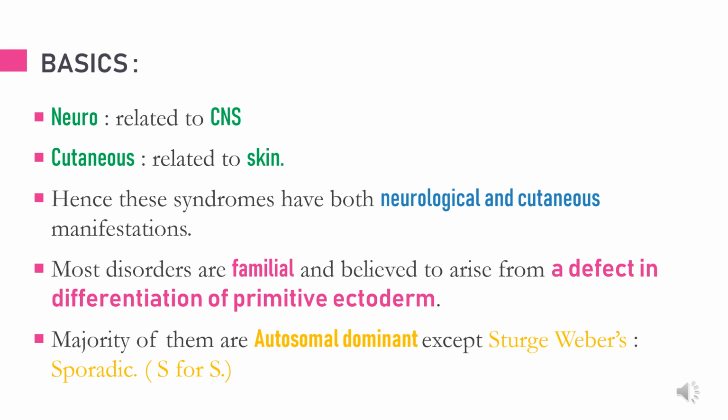So these disorders are because of defective differentiation, and the majority of them are transmitted in an autosomal dominant fashion except Sturge-Weber's, because Sturge-Weber's is transmitted sporadically. So S for S, Sturge-Weber is for sporadic.